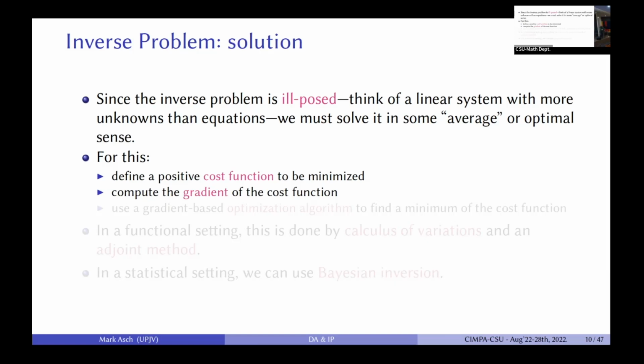We know that a parabola, a quadratic function, has a minimum, and these cost functions will always be at least quadratic, not necessarily, but positive definitely. And we use the gradient in an optimization algorithm. I hope you know that. If you don't know, you should have a look.